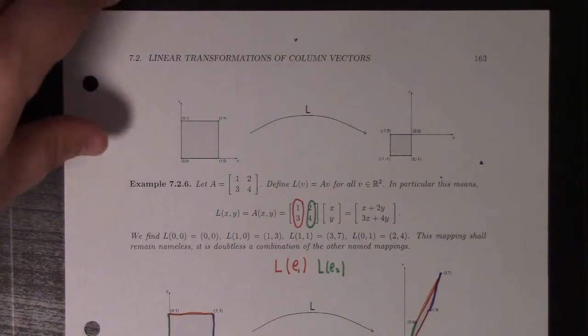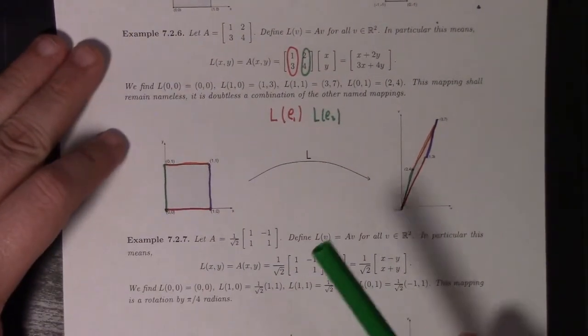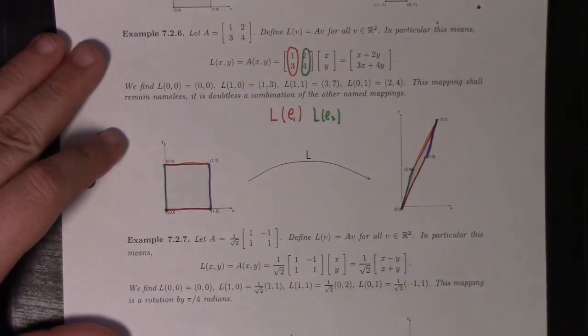The point of what I'm doing right now is just to give you a little bit of a sense of what's possible for a linear transformation on the plane. What do they do? How do they behave? What can we see about them?